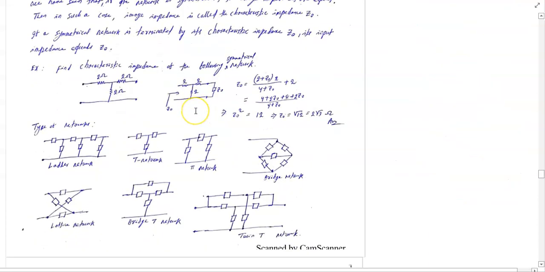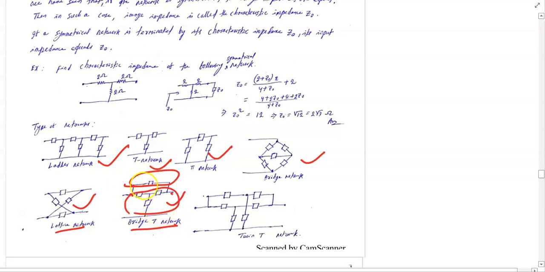So we'll move to the example. These are the typical networks. This is called the ladder network. This is a T, this is a pi, bridge network, lattice network we have just now discussed. It's called the bridge T. Bridge T is a type of connection we call the parallel network. This is one network and this is one network. These two networks are connected in parallel. This is also the same: twin T, two networks connected in parallel.